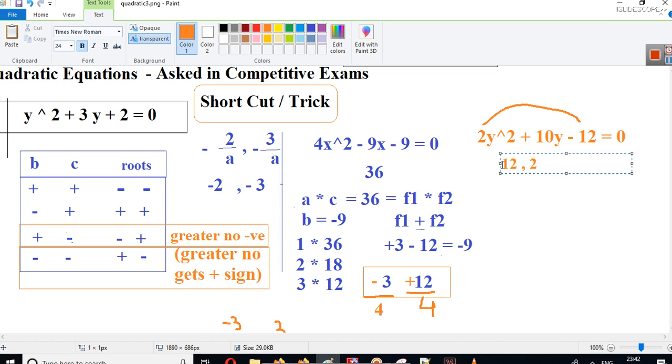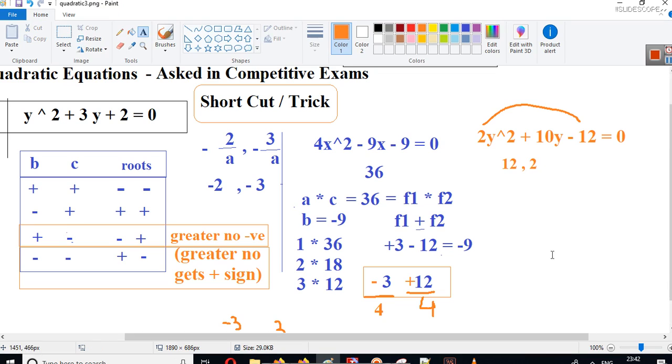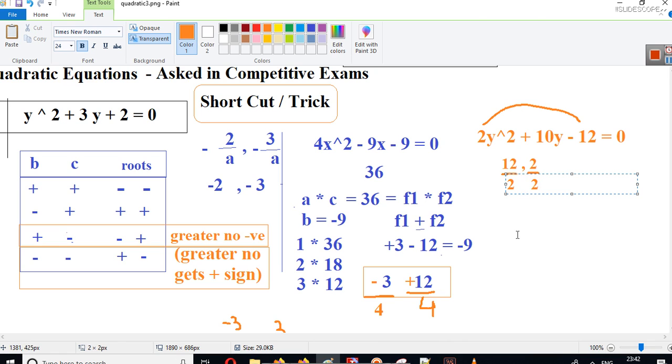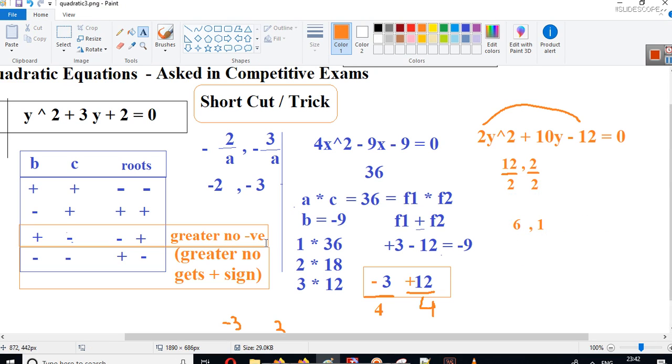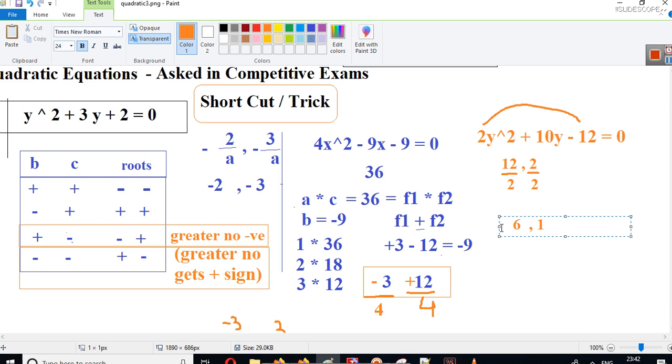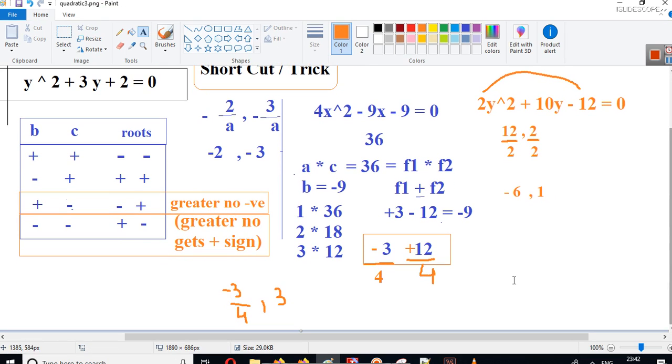Now because 12 and 2 are our roots, we have to divide these roots by the value of a. The value of a in our case is 2. So 12 by 2 and 2 by 2, our roots will become 6 and 1. Then the greater number gets negative, so minus 6. So minus 6 and 1 are our roots in this case. In the previous example we had minus 3 by 4 and 3, and now minus 6 and 1. So now in the question you can compare these numbers and then you can get the answer.